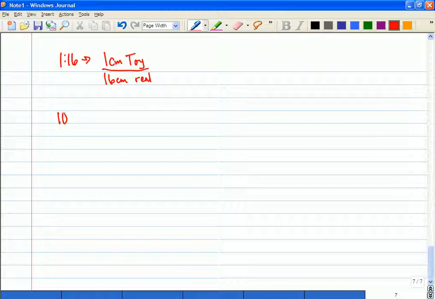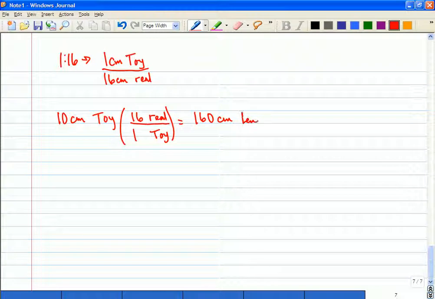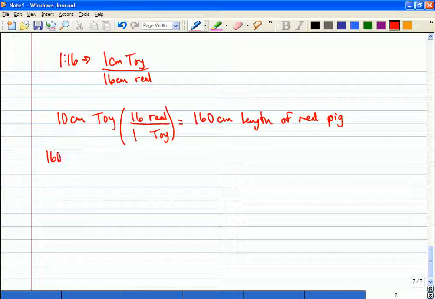So what we have is we've got 10 centimeters for the toy, and we need to convert this into the real world. So how can I do that? Right, so I'm going to multiply this by 16 in the real world for 1 in the toy. So now that I know the length of the real pig, I can use that 160 centimeters for the real pig.